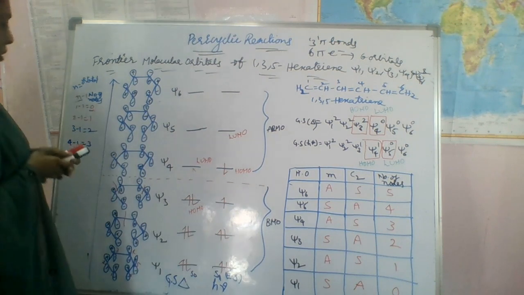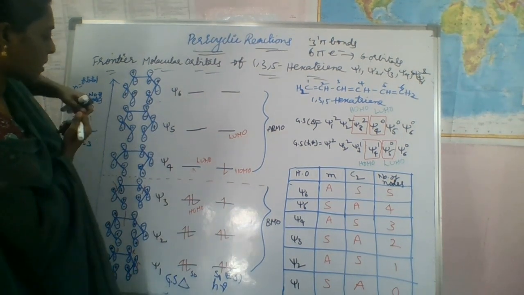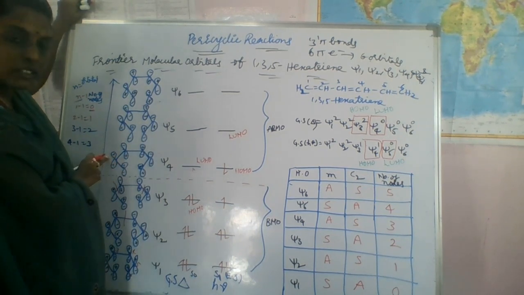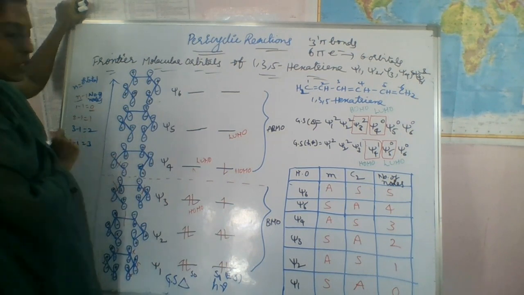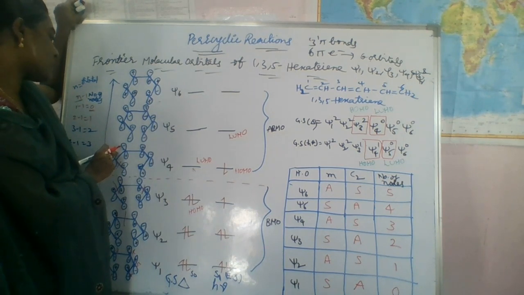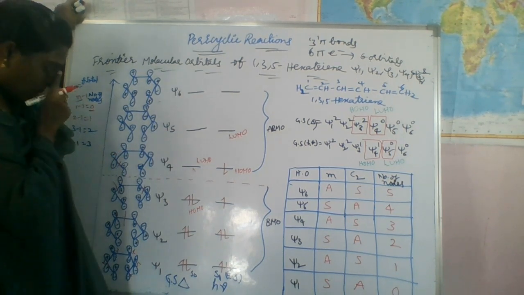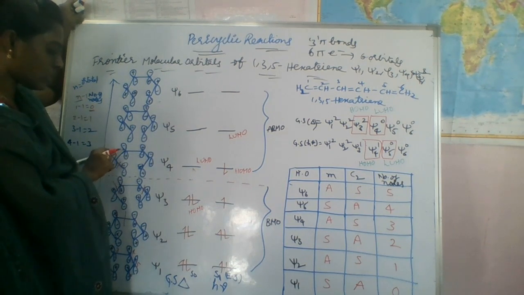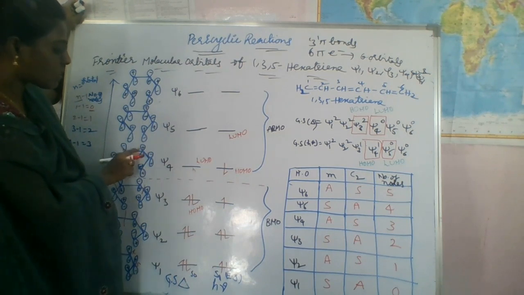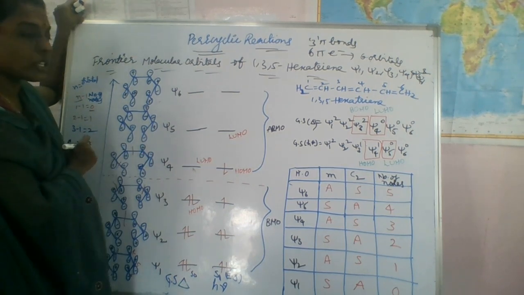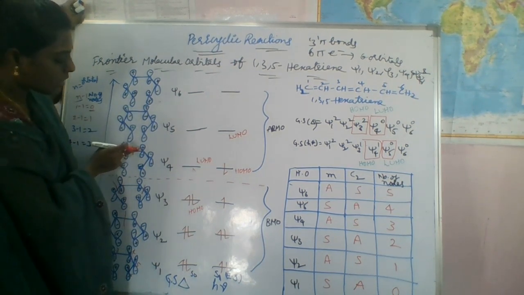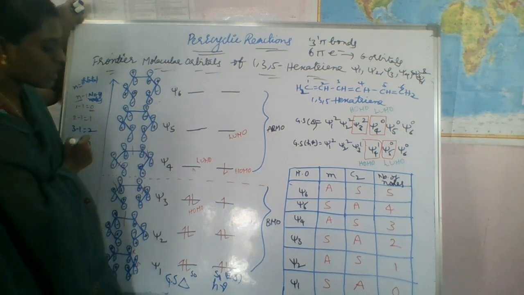So let's see where the nodes are present in this orbital. If you see here, plus and minus is there, so one node is present because these two have different signs. When you compare this one, this is minus and this is minus, so there is no node because these two have the same sign. What about here? Minus and plus is there, so one more node is present. Here plus and minus orbitals are there, so there is another node.